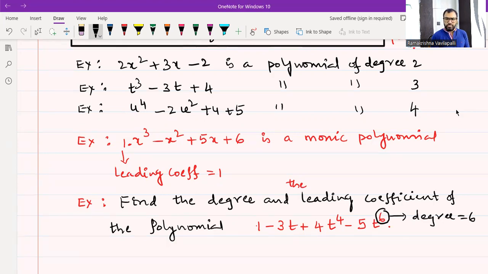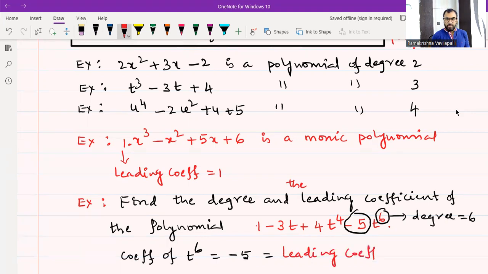And the coefficient of t to the power of 6, what is the coefficient of t to the power of 6? That is minus 5. It is equal to minus 5, and it is known as the leading coefficient. This is called the leading coefficient of the given polynomial.